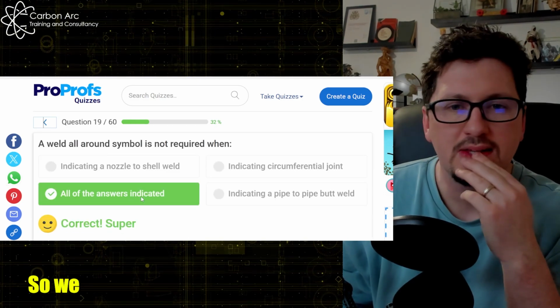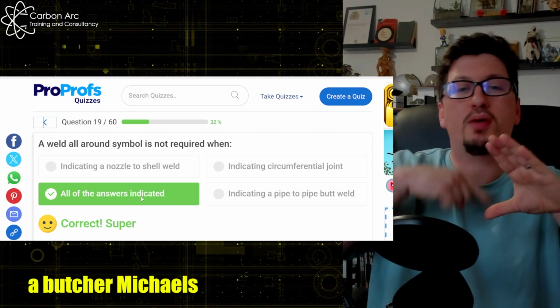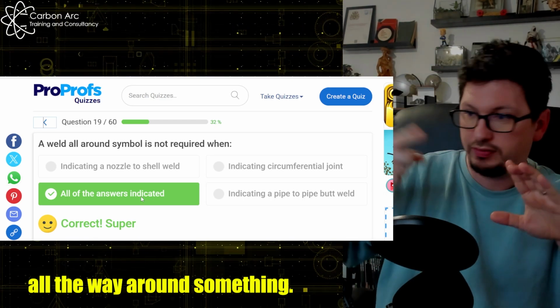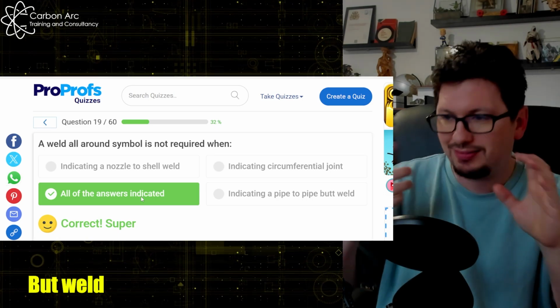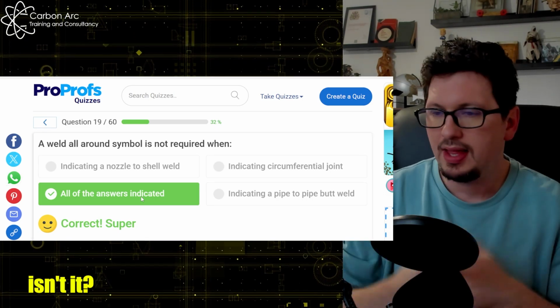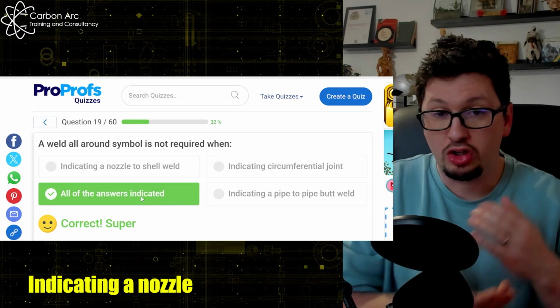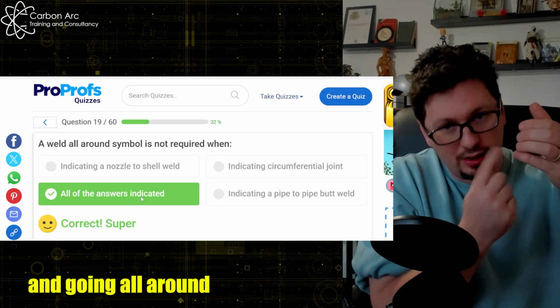Yeah. So if you've got a butt joint that goes all the way around something, so a circumferential weld, a pipe to a pipe butt weld is like a circumferential weld, isn't it? Indicating a nozzle to a shell, so a nozzle coming in and going all the way around that.